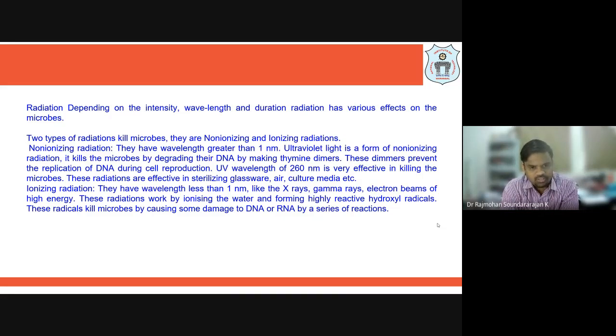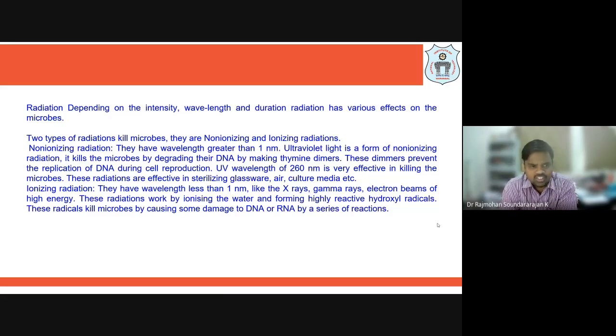Non-ionizing radiation means they have a wavelength greater than 1 nanometer, and ultraviolet light is a form of non-ionizing radiation. By applying UV light, it kills the microbes by degrading their DNA structure and making thymine dimers. These thymine dimers prevent the replication of the DNA during cell reproduction, so no further growth of microorganisms takes place. Particularly a UV wavelength of 260 nanometers is very effective in killing microbes, and these radiations are effective in sterilizing glasswares, air, culture media, etc.